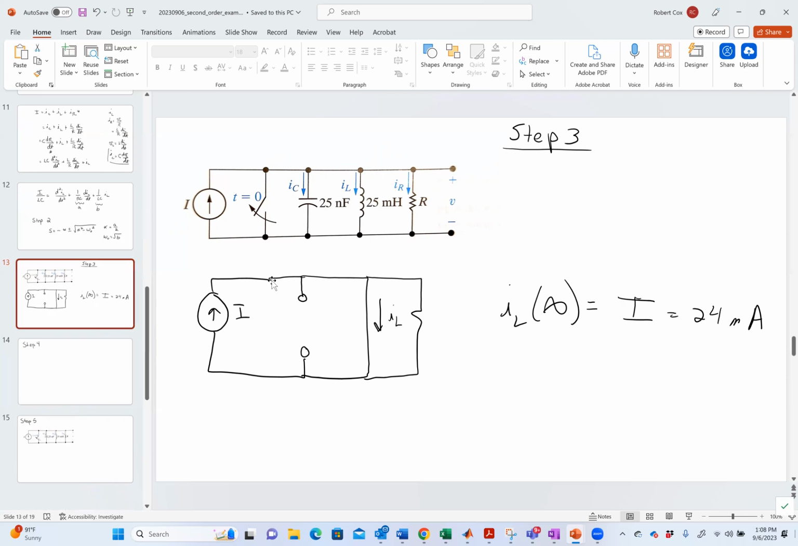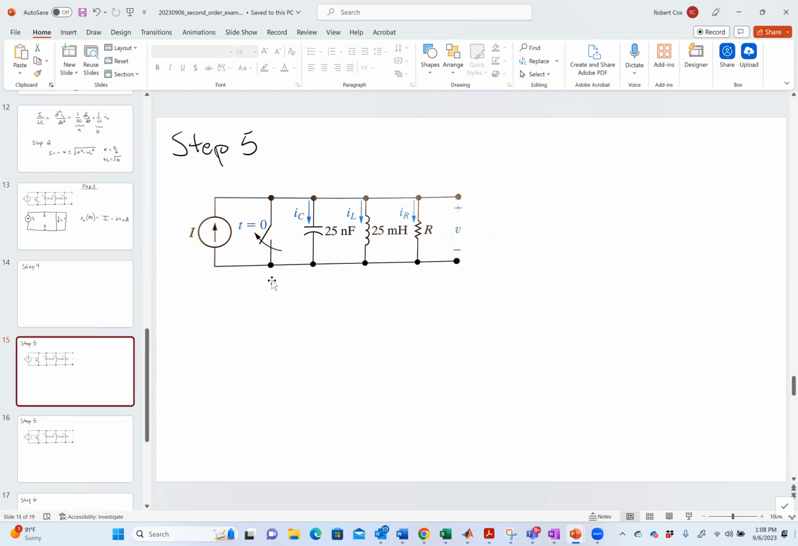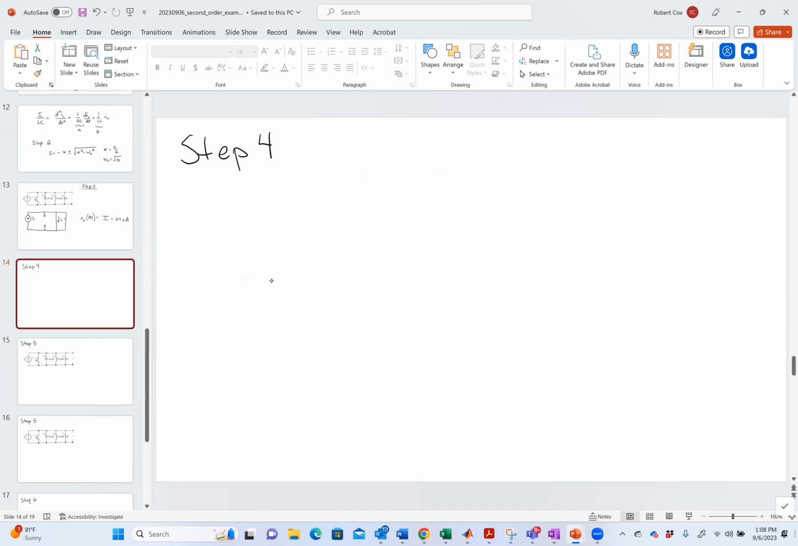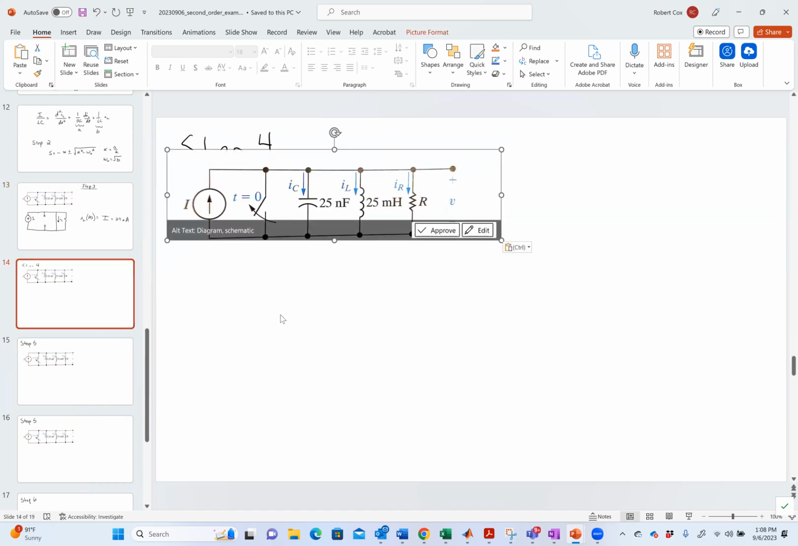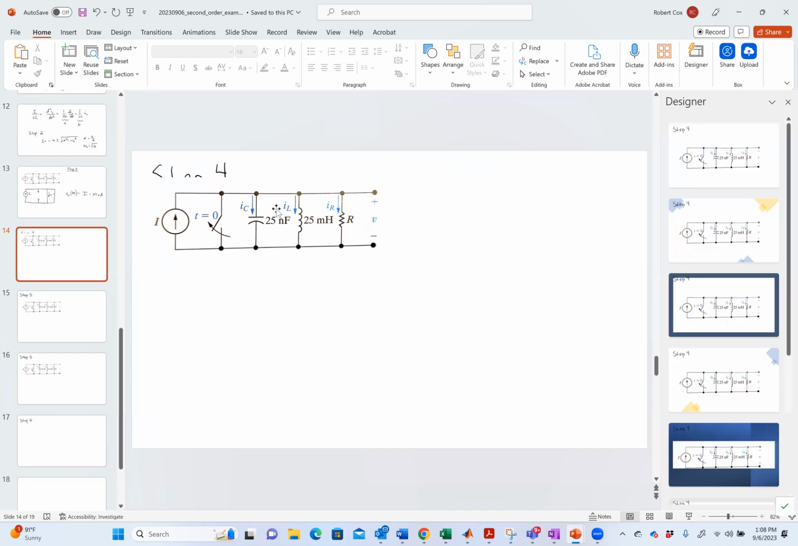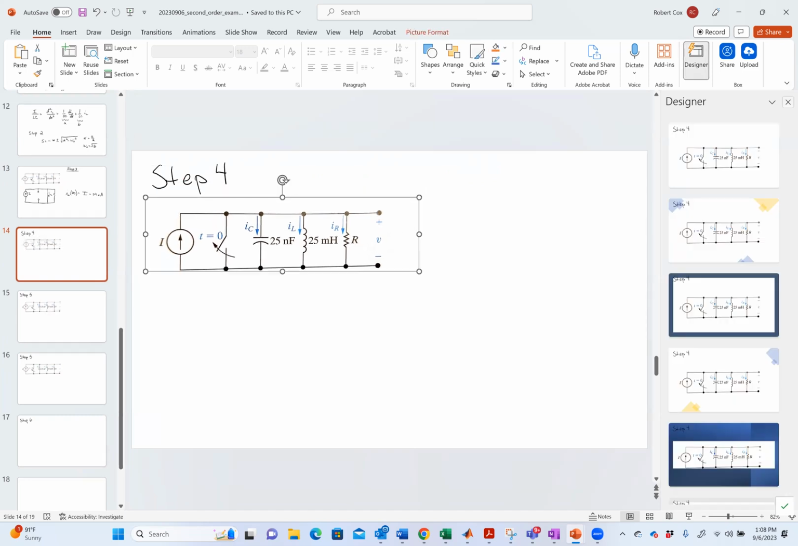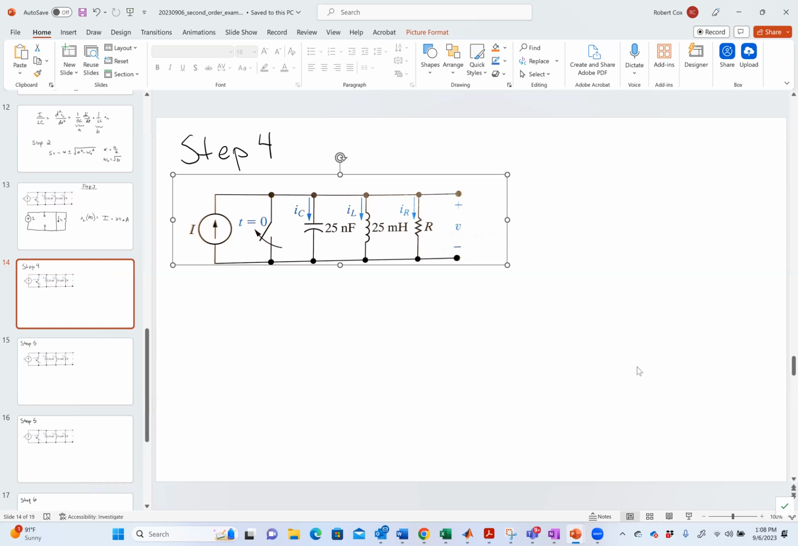Now, step 4 for myself, what I want to do in step 4 is solve for the initial conditions. All right, so how would I solve for the initial conditions? In this case, I'm talking about I want to get IL of 0 minus. How would I deal with that?